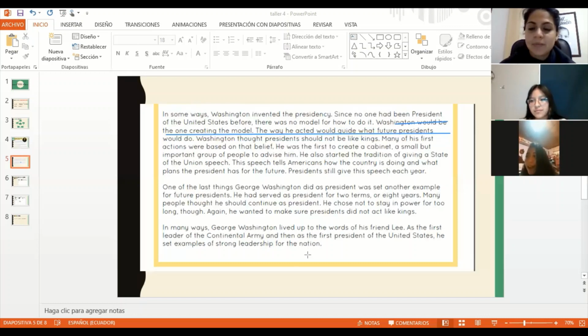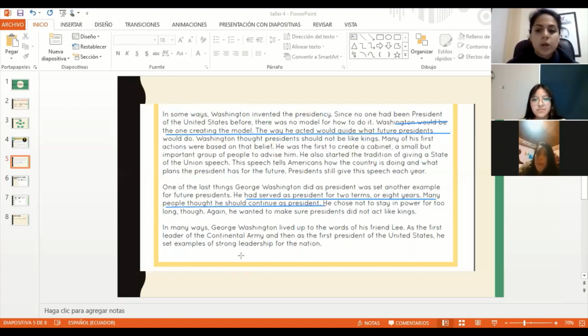There you go. I think he had served as a president for 2 terms or 8 years. All right. Many people thought he should continue as a president. All right. So we highlight that. Excellent. And then the last one, the last paragraph.